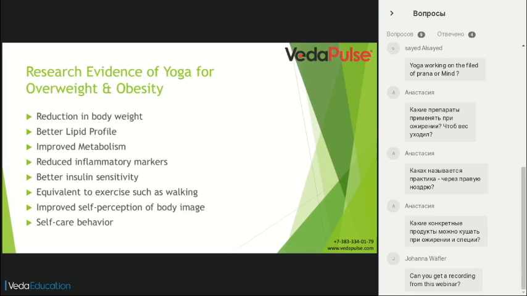And that therefore yoga could be a very, very useful practice for management of overweight and obesity.